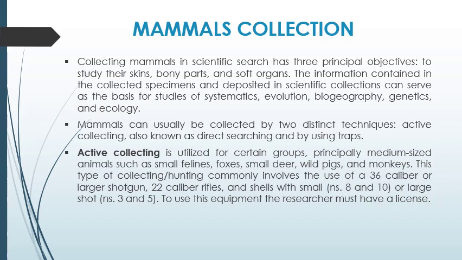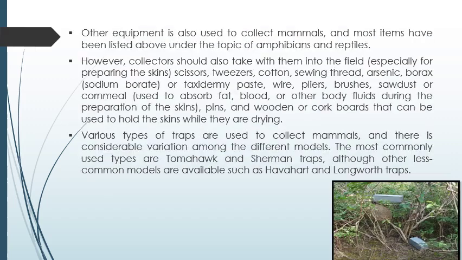So, like bird collection, active collection of mammals is also done by the usage of a 36 caliber or larger shotgun. And to use this equipment, the person should have a registered license. Other equipment is also used to collect mammals, and most items have been listed above under the topic of amphibians and reptiles. However, collectors should also take with them into the field additional items, especially for preparing the skin.